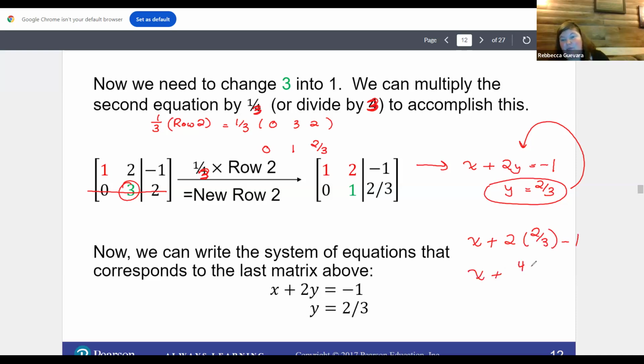So here we get 4/3. I think that's where my 4 accidentally came from. Oops, equals -1. So we're going to get x is equal to -1 minus 4/3. So we can change -1 to -3/3. Again, -7/3.